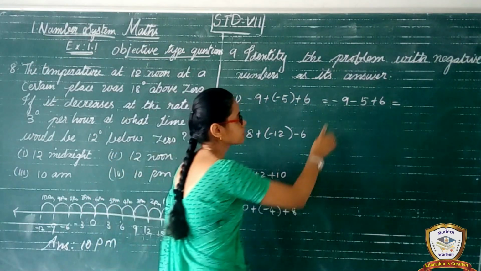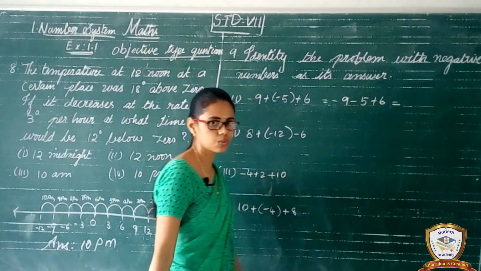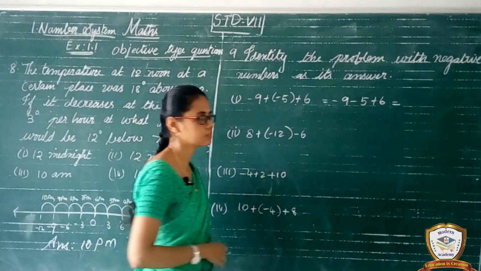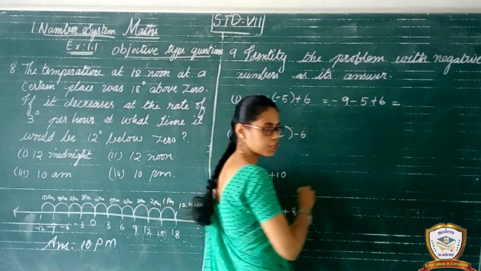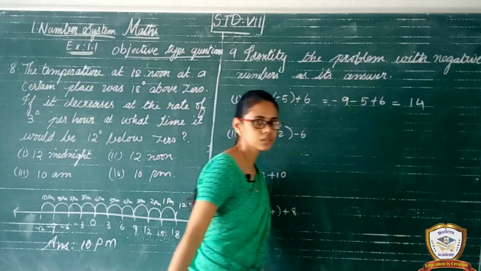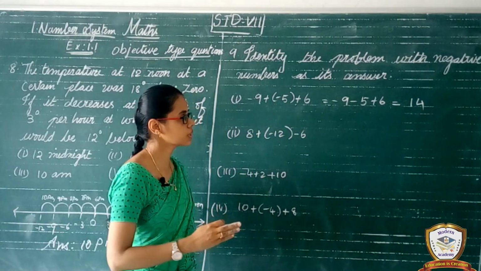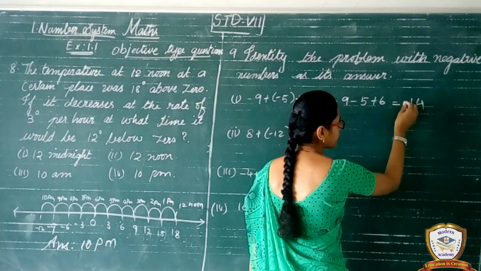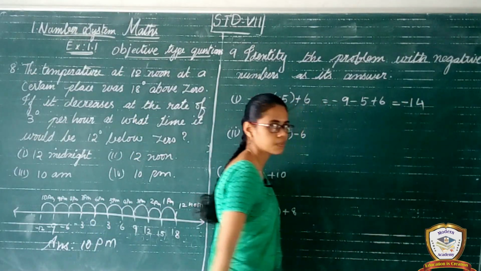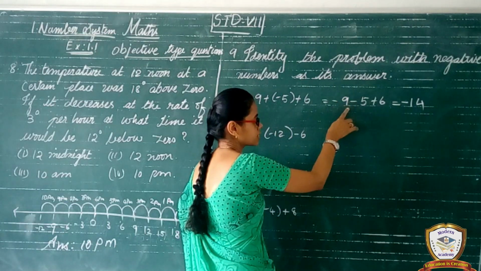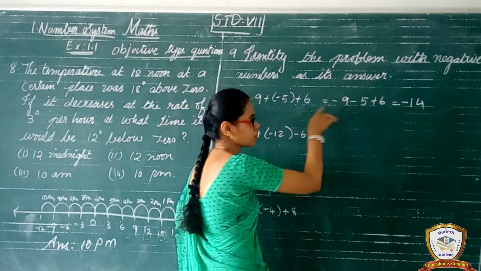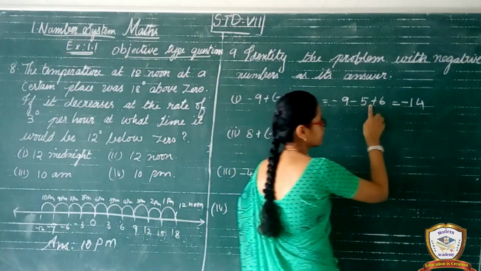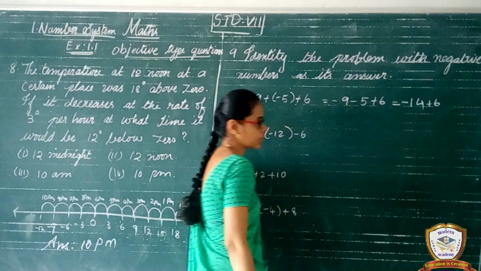First we have to check. Both are negative, and negative means we need to add the numbers. So 9 plus 5, what's the answer? 14. Which is the biggest one? The biggest number is 9. So then we need to mention the sign minus. The sign of 9 is minus, so we mention here minus. Right? And the remaining plus 6, as it is, we want to write here.